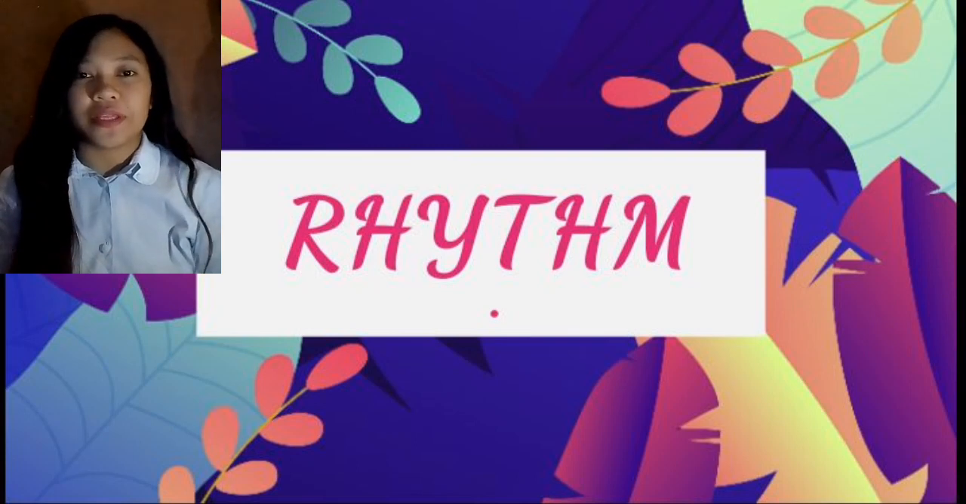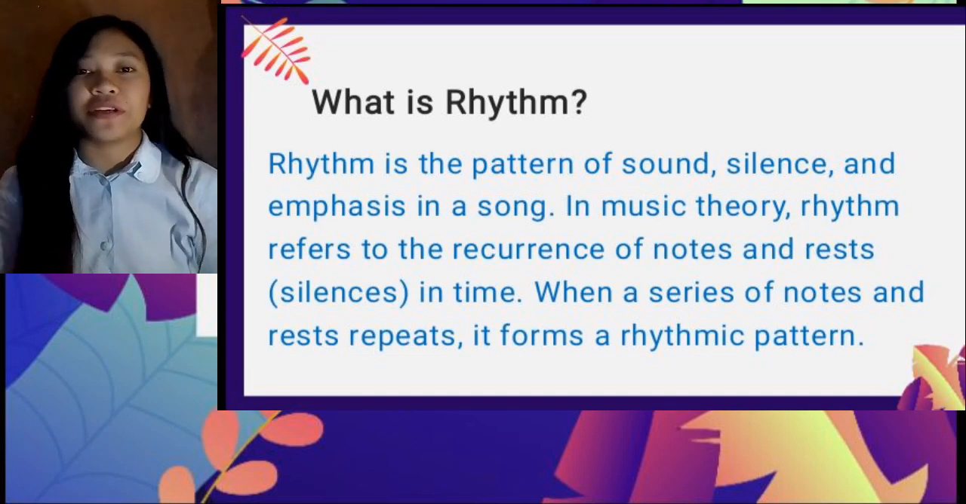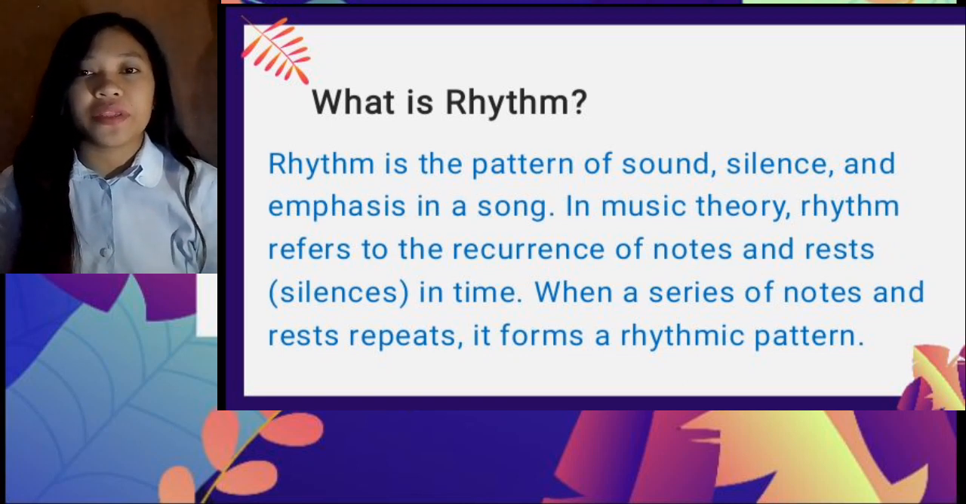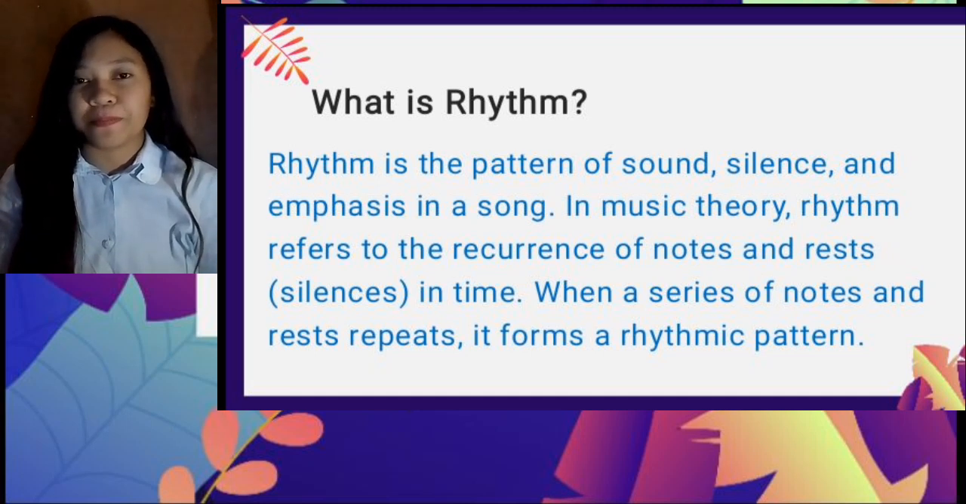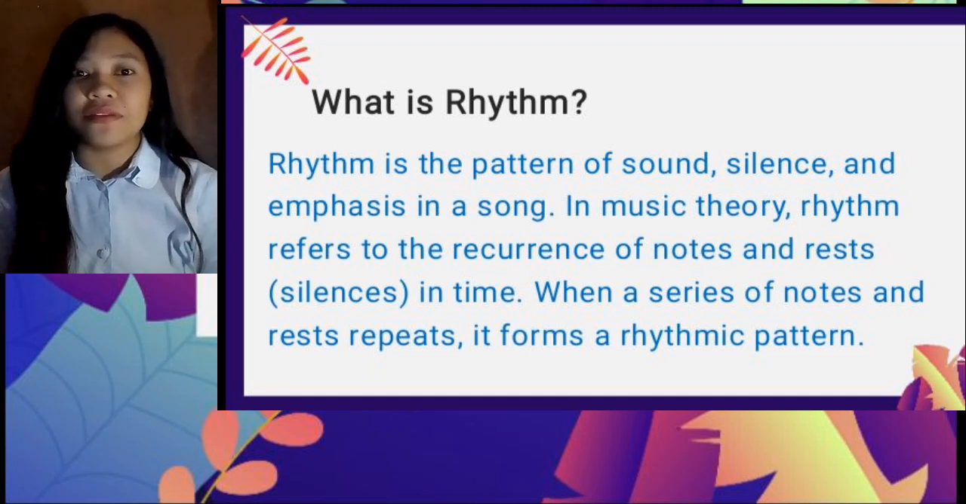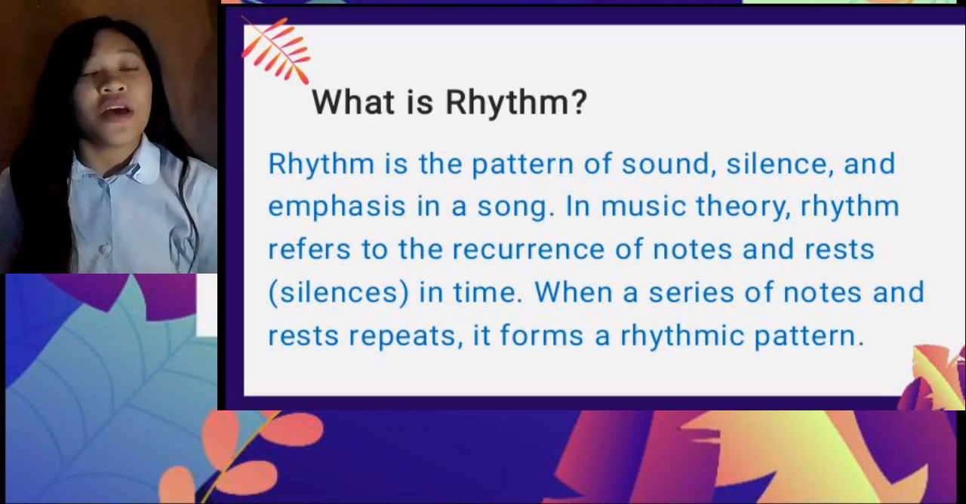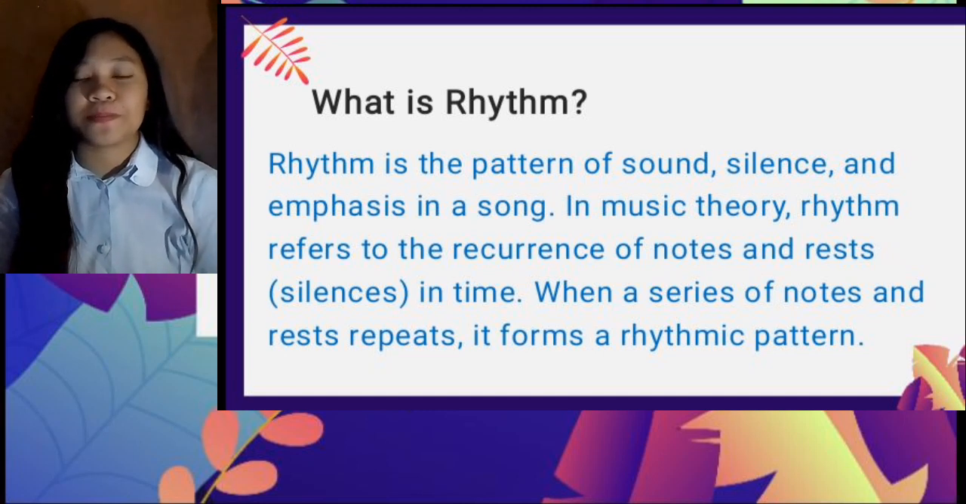Okay, what is rhythm? Rhythm is a pattern of sound, silence, and emphasis in a song. In music theory, rhythm refers to the recurrence of notes and rest silences in time. When a series of notes and rest repeats, it forms a rhythmic pattern. It indicates when notes are played. Musical rhythm also stipulates how long they are played and with what intensity. This creates different note durations and different types of accents.